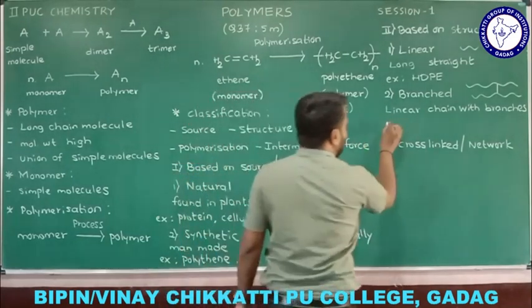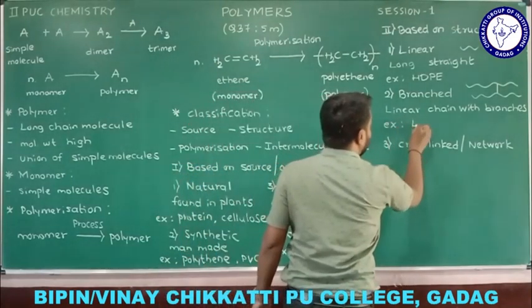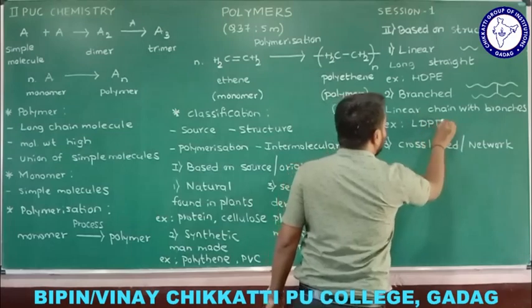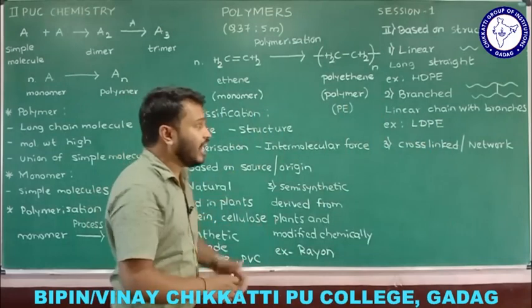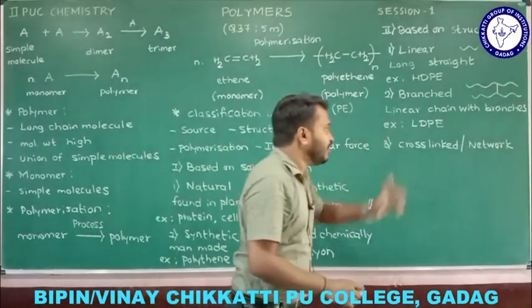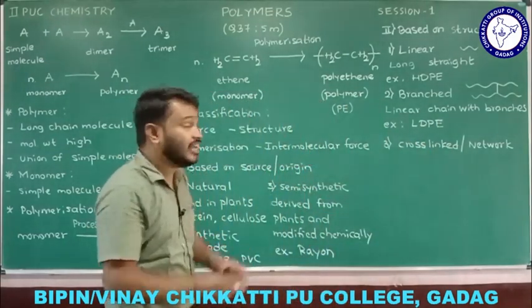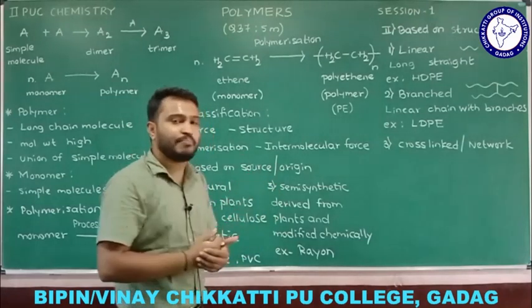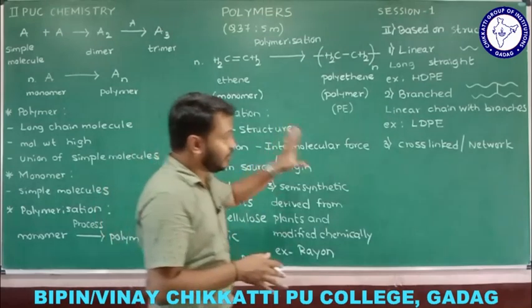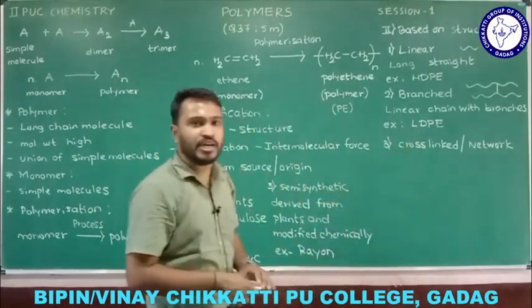And the example I am going to write here is LDPE, low density polyethylene. The previous one was high density polyethylene, and this will be low density polyethylene. In case of branched polymers, of course, we have a linear chain along with some branches. The third one is cross-linked or network polymer.